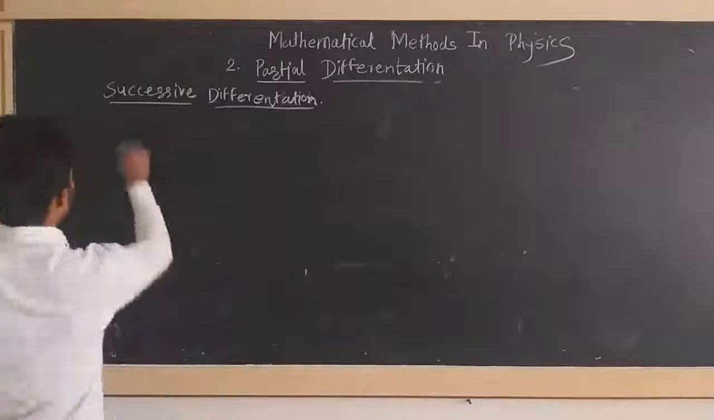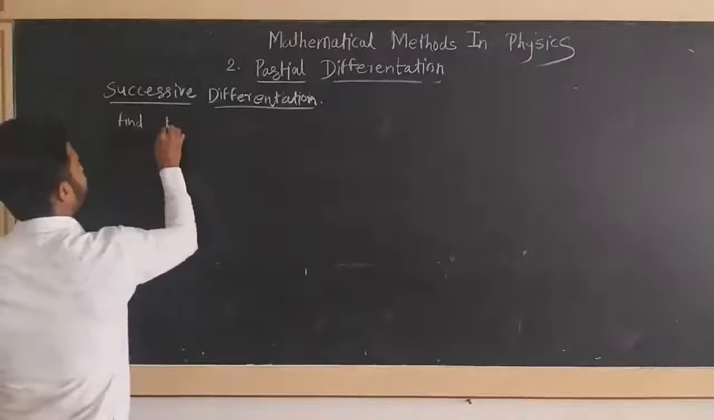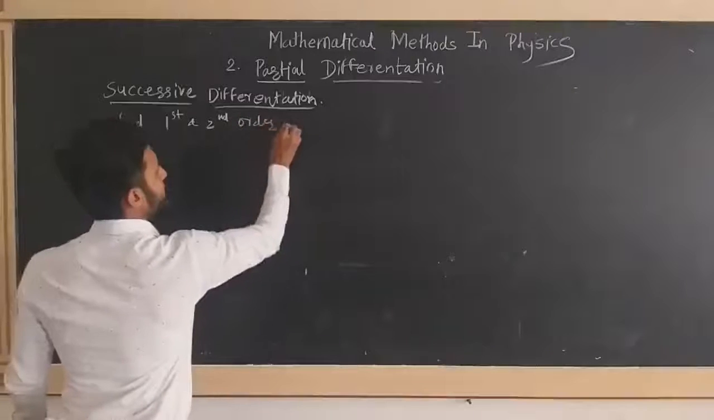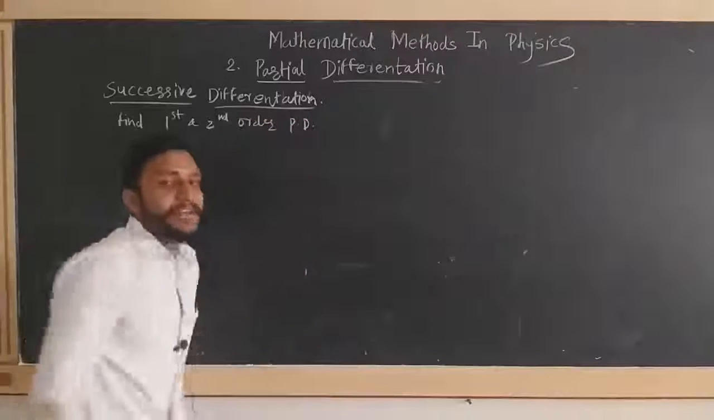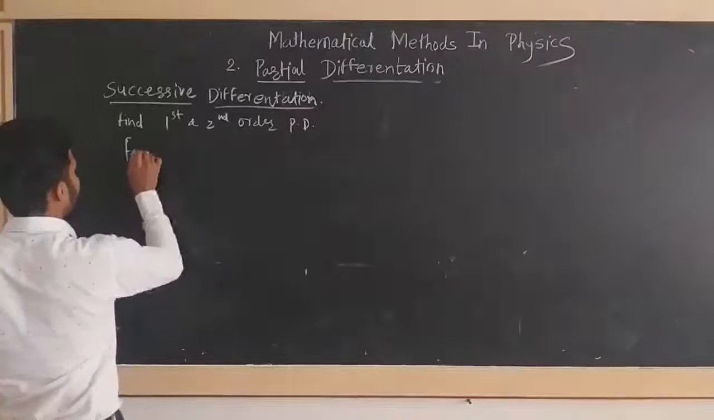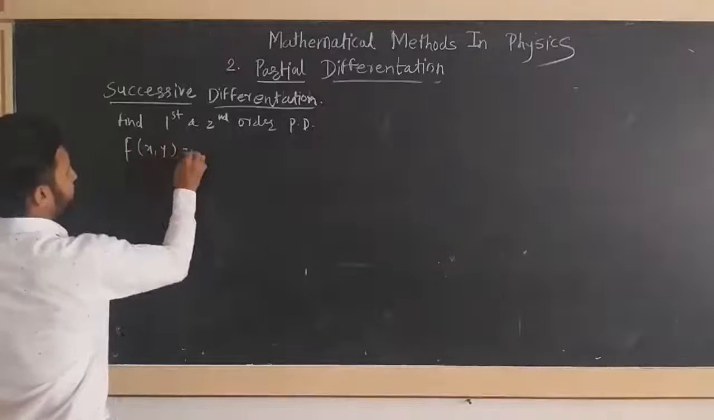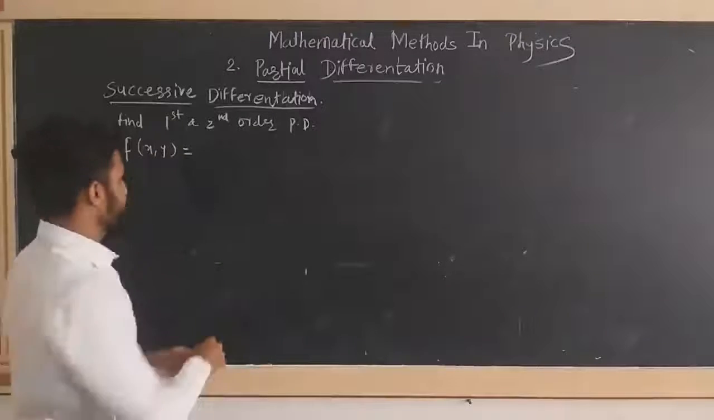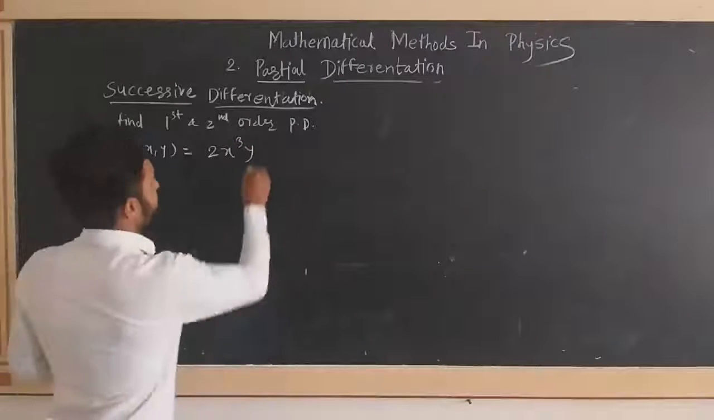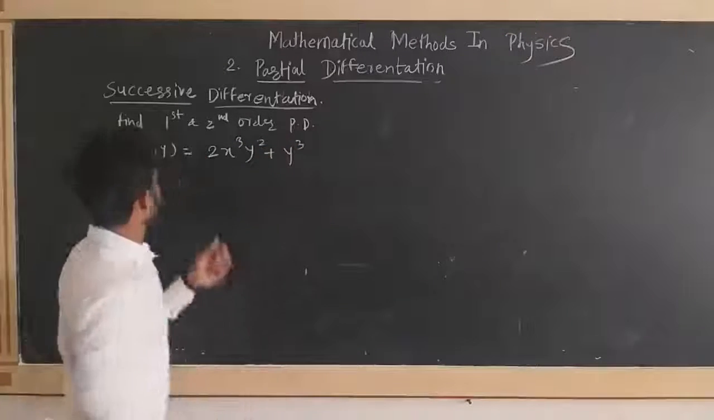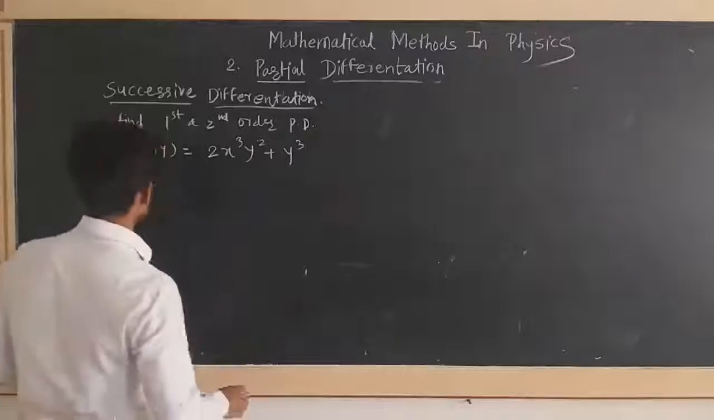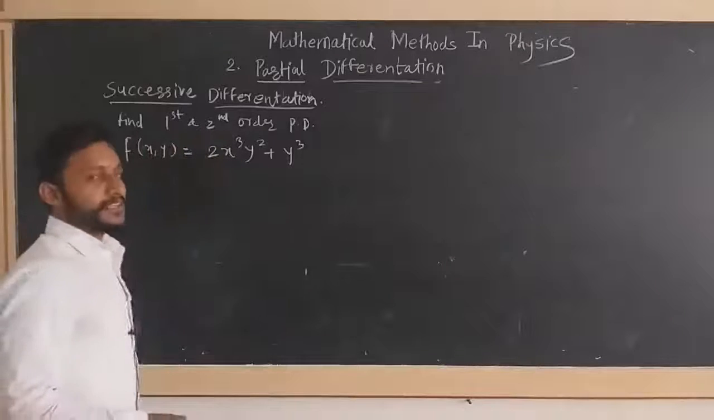Example: find first and second order partial differentiation, PD in short form. For example, if f is a function of x and y and given by 2x³y² + y³, the function is given by 2x³y² + y³. Okay, so find the first order partial derivatives.